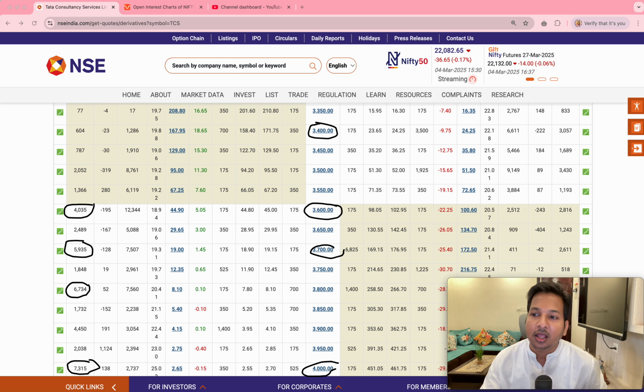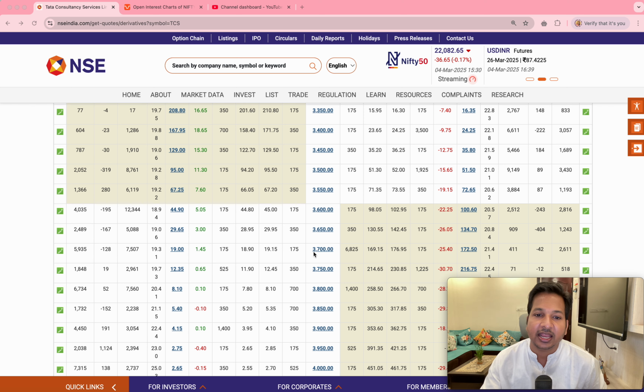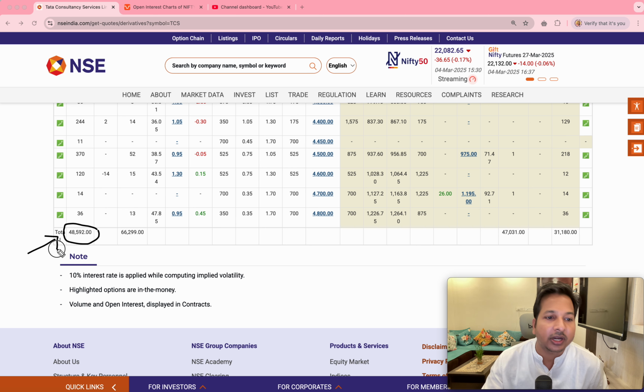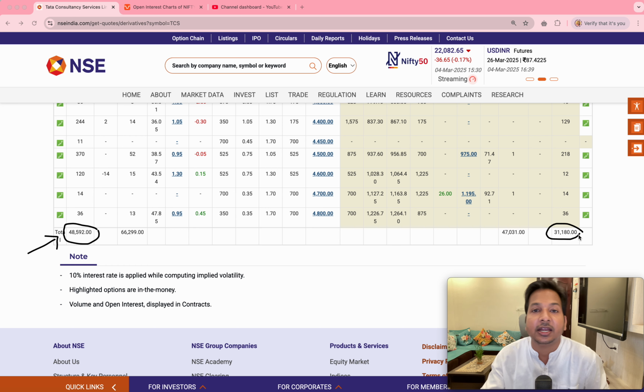Next, if you come to the bottom and see the total of all strike prices' OI data, you will see 48,000 quantities of call option OI, and 31,000 put OI in total. Here also you can see that calls have a very high number compared to the put side, so it also shows that TCS can be bearish from here. Now this data reading can be very confusing.